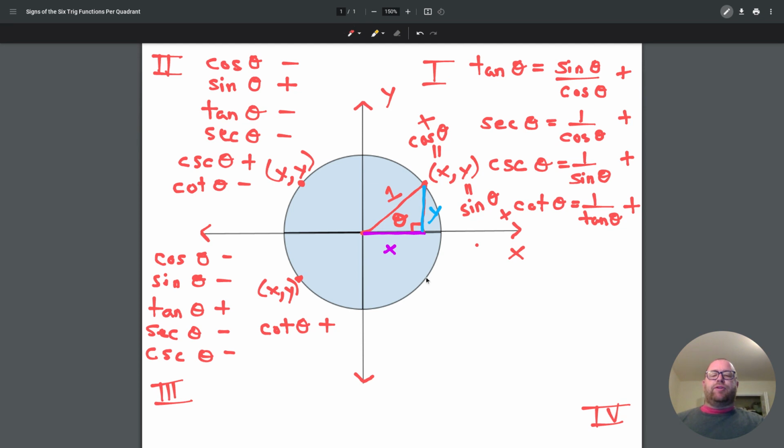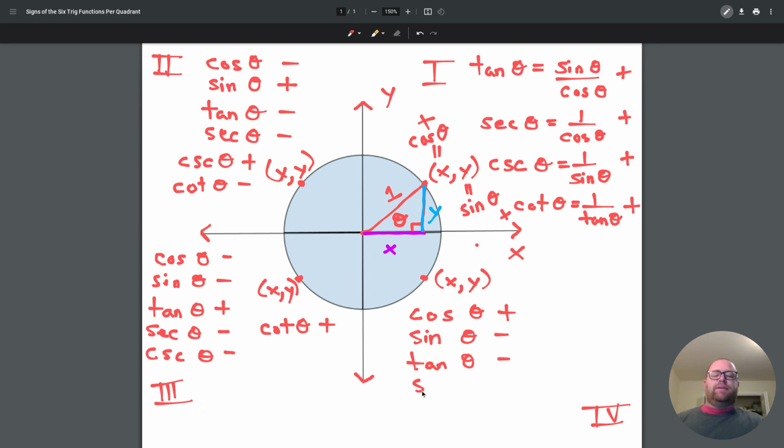All right, so imagine a point xy here. Now in this case, x is in the positive direction, whereas y is in the negative direction. So the cosine of theta is positive. The sine of theta is negative. The tangent of theta, now we have a negative divided by a positive, so that's a negative.